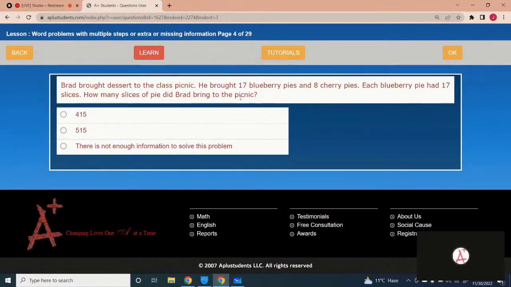So that means the given information is not enough. You are given the pieces in the blueberry pie, but you are not given how many pieces there are in the cherry pie. Got it? That means this is not enough information to solve this problem. Got it, everyone?